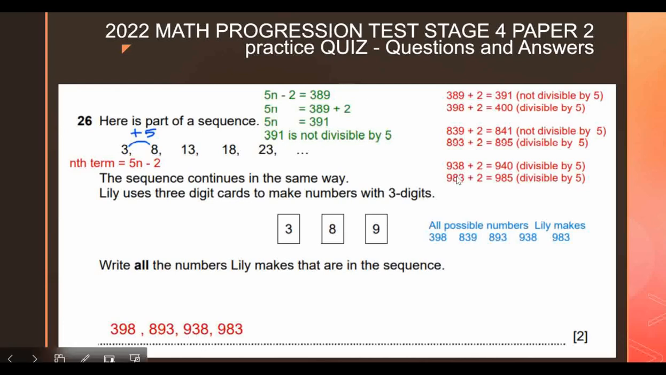Next, the last possible combination is 983. 983 plus 2 is 985. It ends with 5, so it must be divisible by 5. So 983 is part of the sequence. So these are all the numbers Lily makes that are in the sequence with these 3 digits.